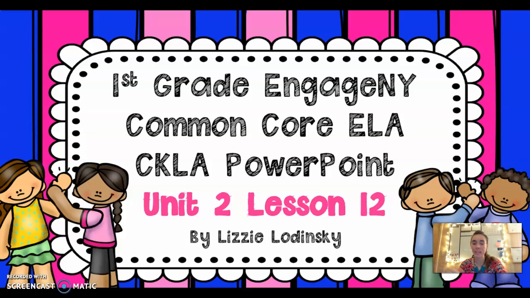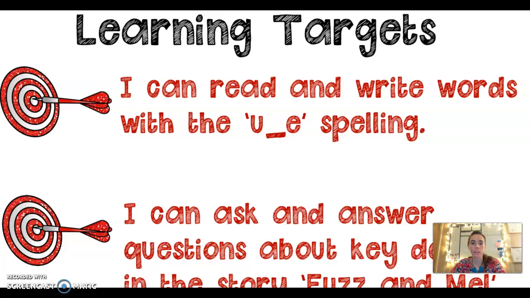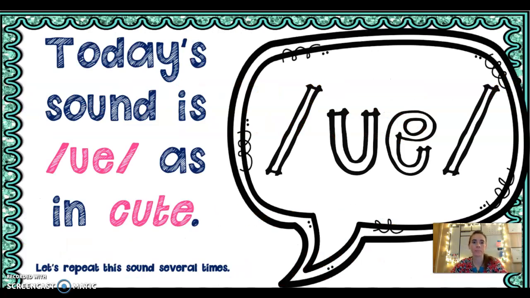Hi, first graders. Today we're going to go over Unit 2, Lesson 12. Learning targets. I can read and write the words with the OO spelling. I can ask and answer questions about key details in the story Fuzz and Mel.